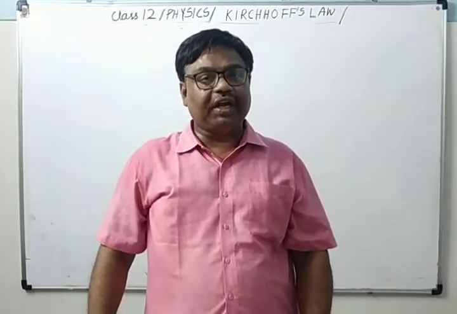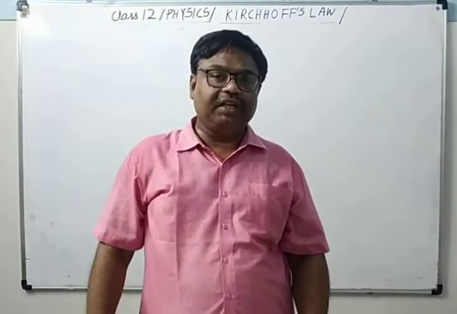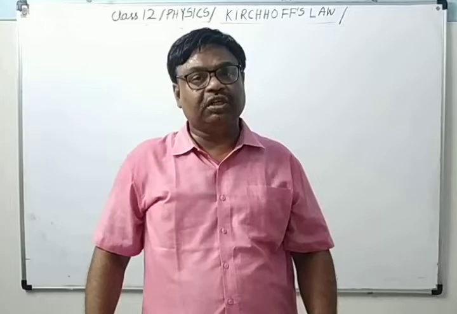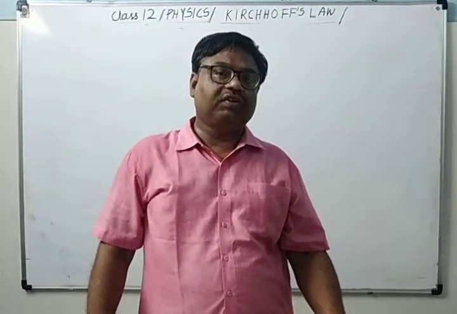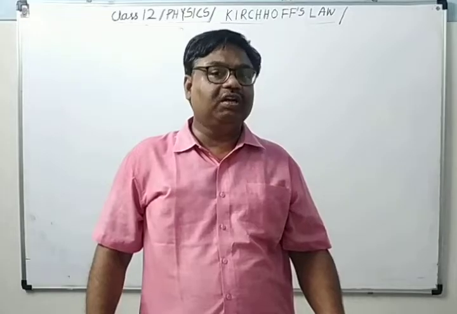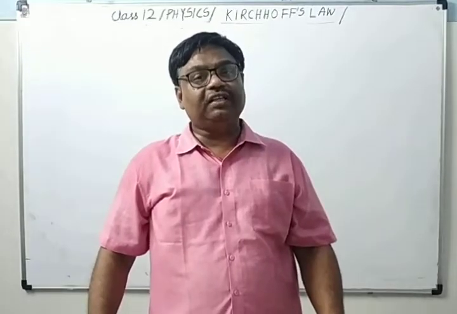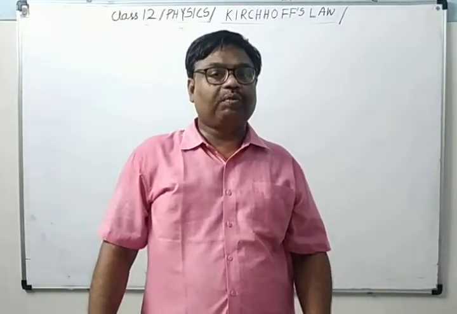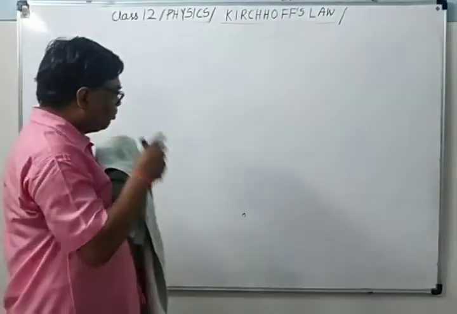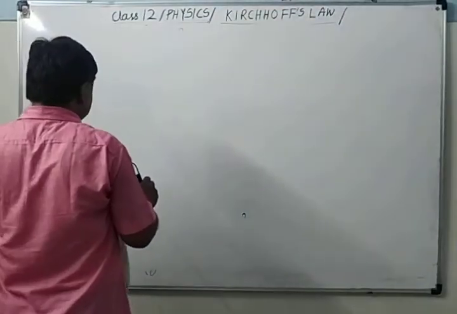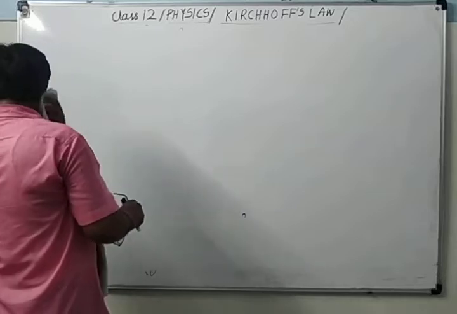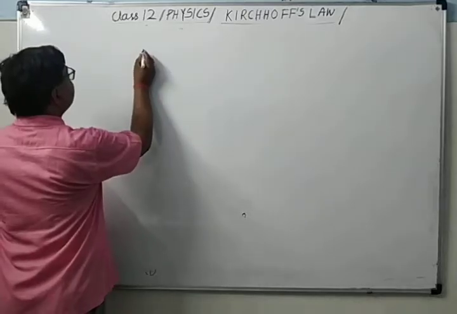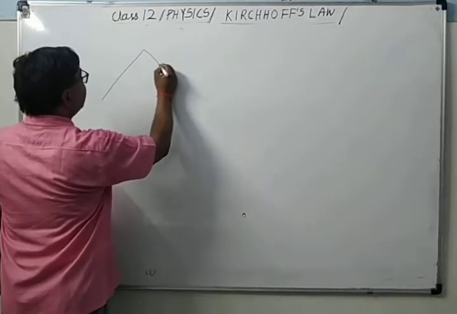And when it is in the balanced state, the ratio of resistances in any two adjacent arms will be equal to the ratio of resistances in the remaining two adjacent arms. Or we can say the product of resistances in the opposite arms will be equal. Product of resistances in the opposite arms will be equal. Now see here. This is the Wheatstone bridge. Now see here, I am making it first. Let me make the quadrilateral.